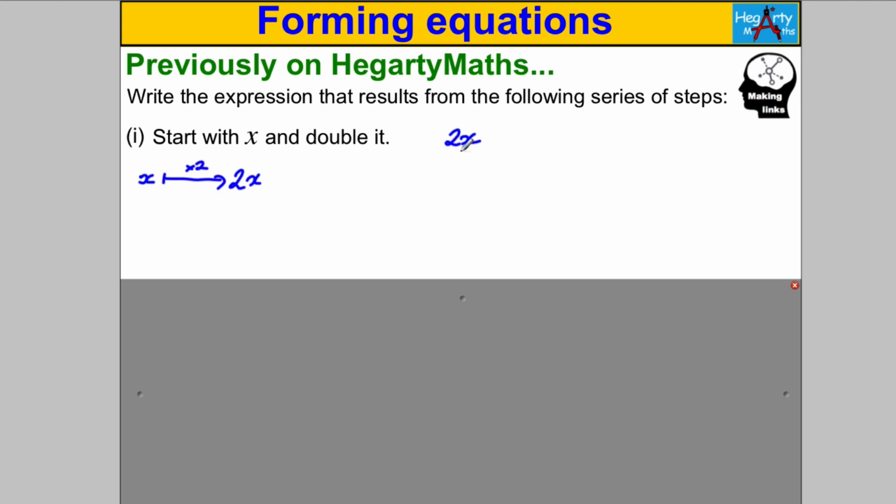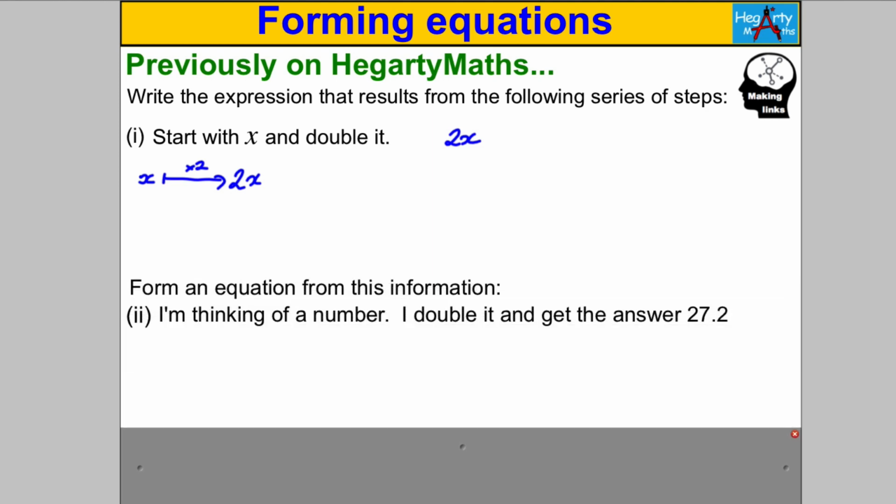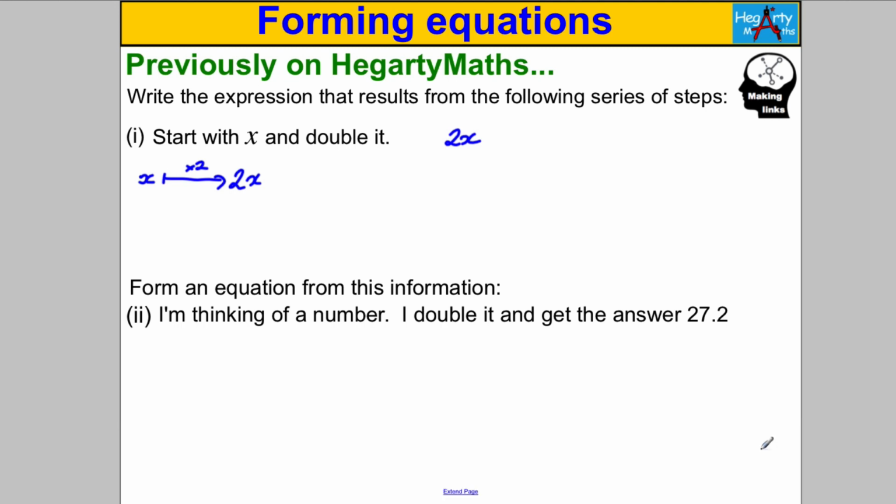Equations, we know, should have an equal sign, so let's see where they might arise. A very similar scenario here. See if you can spot what's similar and what's different. I'm thinking of a number, I double it and get the answer 27.2. What's similar? I'm thinking of a number. No one's told you what the number is, so it can be anything. I'm going to call it just x. Give it a letter. So I'm thinking of a number is kind of like starting with x.